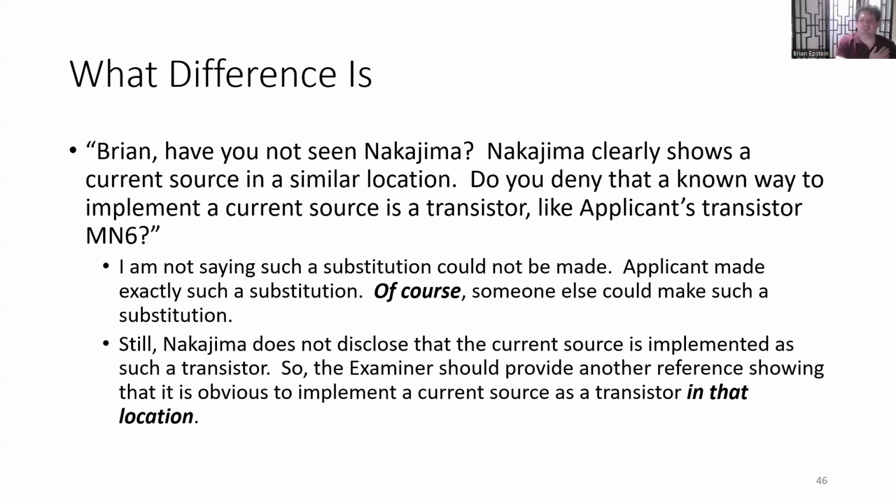So I'm not saying such a substitution could not be made, right? Applicant made exactly such a substitution. So of course, someone else could make such a substitution, right? That's not the case law. That's not the law. Nakajima does not disclose that the current source is implemented as such a transistor. So the examiner should provide another reference showing that it is obvious to implement a current source as a transistor in that location. Okay. I mean, maybe she can. That's fine. We'll do something else.